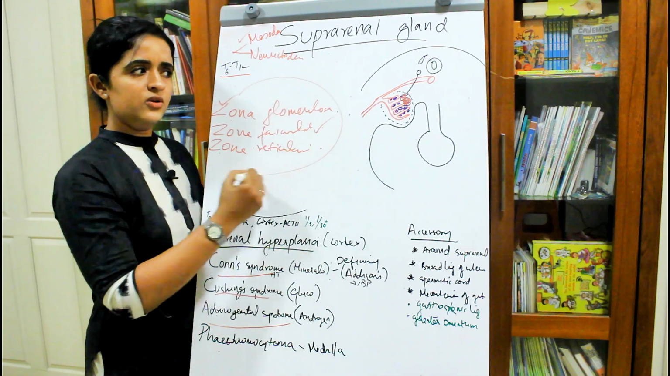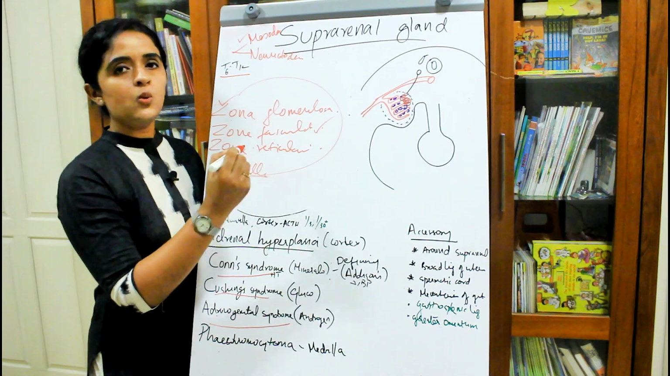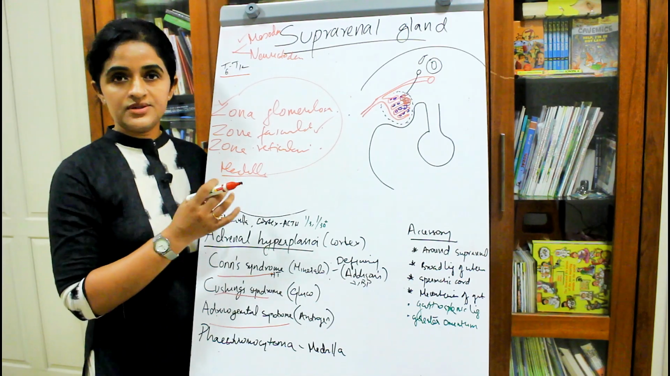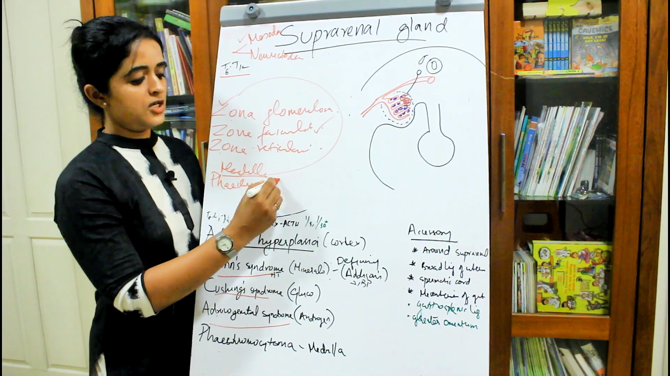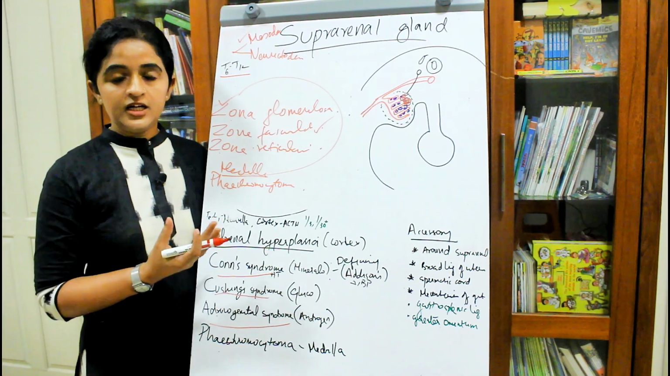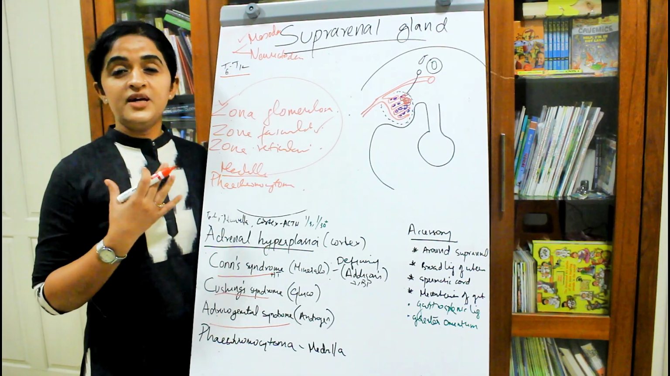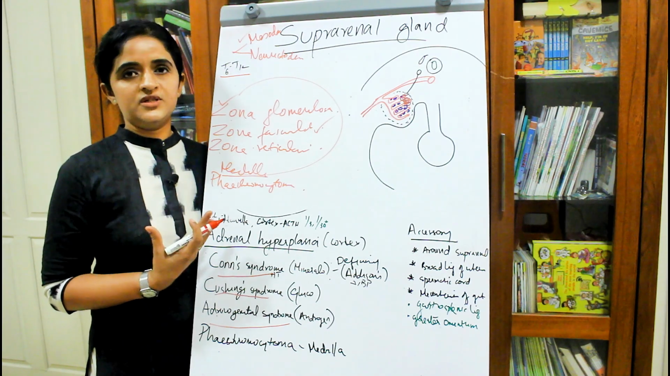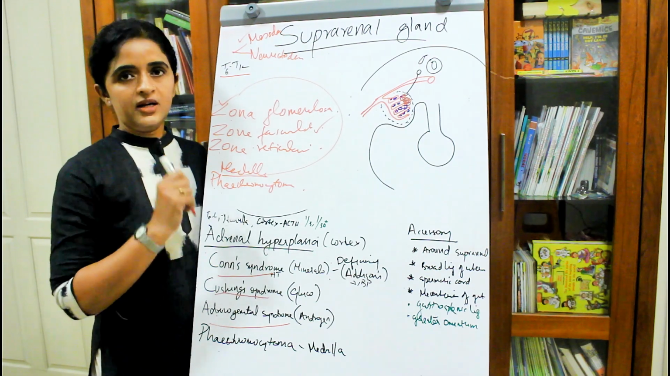Now, this is all about the suprarenal cortex, and coming to the medulla: if you get a proliferation of the chromaffin cells of the medulla, you call it pheochromocytoma. It is a condition where you get proliferation of the suprarenal medulla. The chromaffin cells proliferate and there will be excess secretion of catecholamines, and that will result in paroxysmal hypertension.